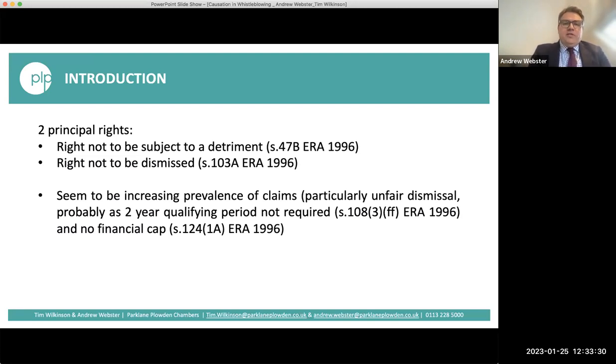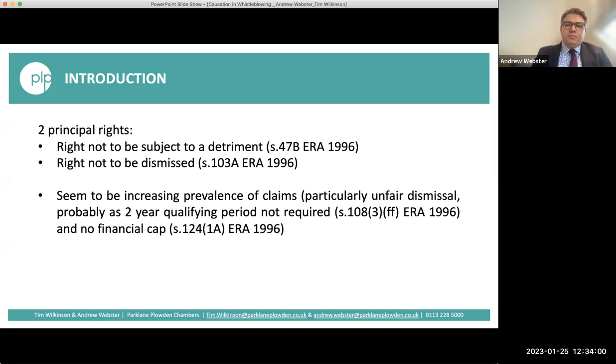So for those of you less familiar with this area, there are two principal rights to have in mind from the outset, the first of which is the detriment right, which is the section 47B provision, that a worker has a right not to be subject to a detriment done on the ground that he has made a protected disclosure. And the second principal provision is the unfair dismissal provision, i.e. section 103A, that a dismissal will be automatically unfair if the reason or principal reason is that the employee made a protected disclosure.